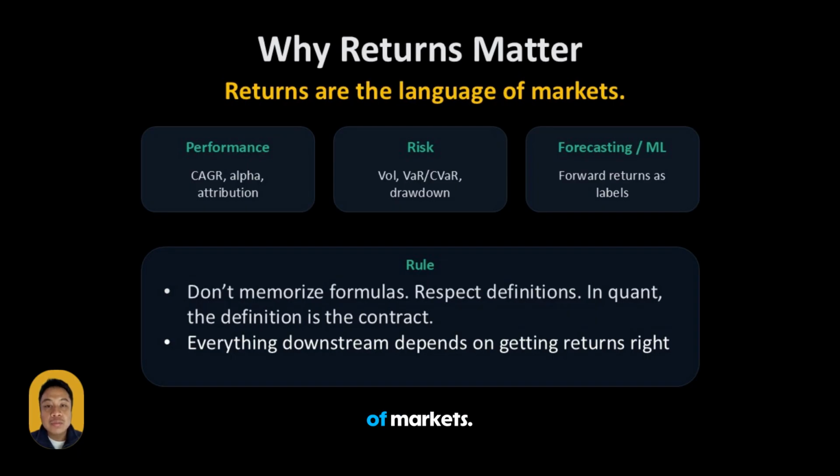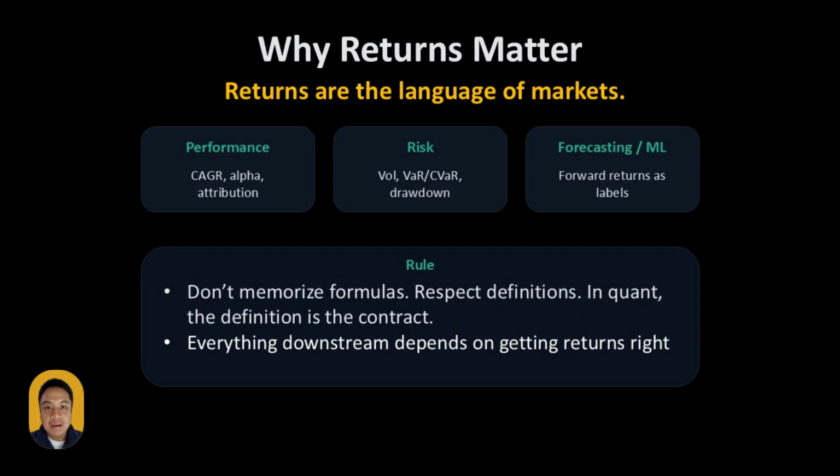Returns are the language of markets. They are what you model and what you get paid on. Three reasons returns matter. One, performance measurement. If you want CAGR, alpha, tracking error, or even just how good is this strategy, it all starts with return series. Two, risk measurement. Volatility, VaR, CVaR, drawdown and stress losses are computed from returns, or return-like quantities. If returns are wrong, risk is wrong, and then your position sizing is wrong.